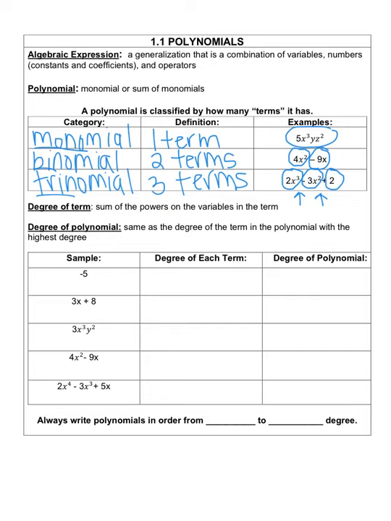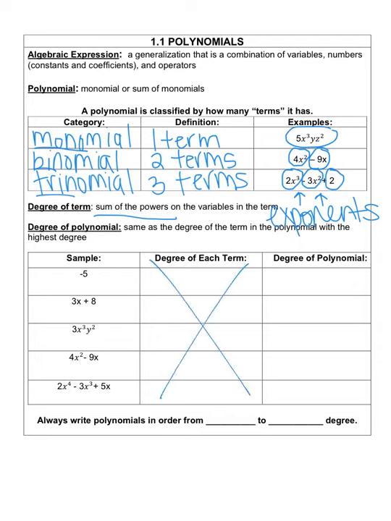Okay, so let's talk about the degree of polynomials. The degree of a term is the sum of the powers on the variables in the term. So when we're talking about powers and degrees, we're really just referring to the exponents. And if there's more than one variable in a term, you have to add the sum of the powers on those variables. And then the degree of a polynomial is the same as the degree of a term in the polynomial, but we're looking at the highest degree, and that would determine the degree of the whole thing. So let's look at these examples.